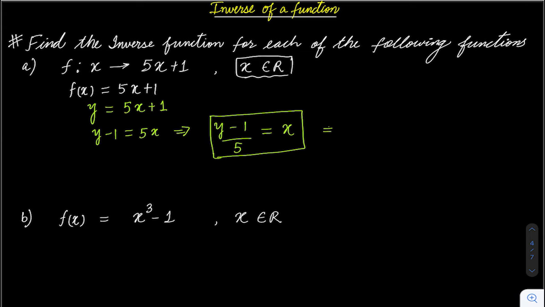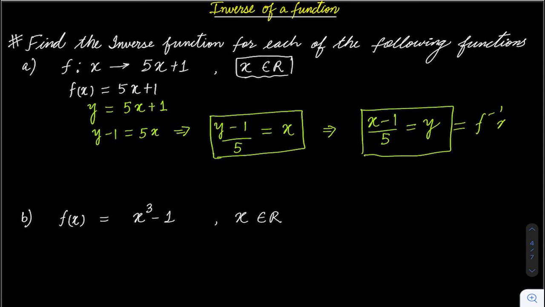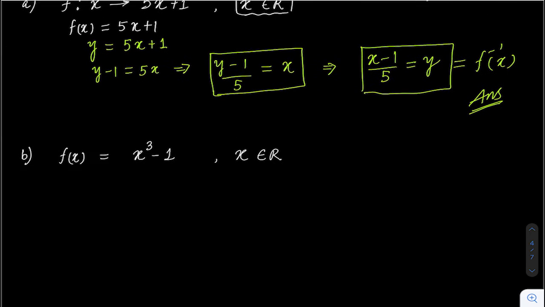The second step is, once you have found the value of x, interchange x and y, because you know inverse of a function means input and output, that is x and y, interchange. So interchange x and y. What you will get is (x minus 1) over 5 is equal to y. That is my inverse function, or you can say this is nothing but f inverse of x. That is my answer, as simple as that. Only two steps are there. First, write f(x) as y and solve for the value of x. Then interchange x and y. That's it.